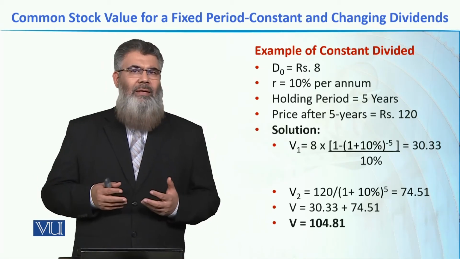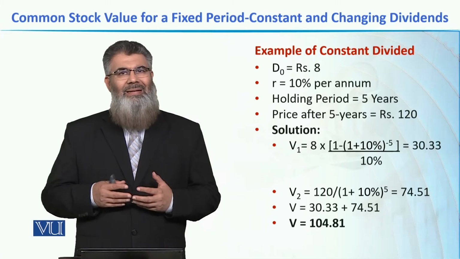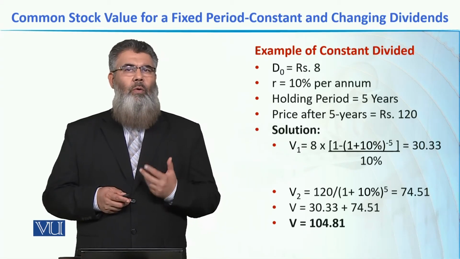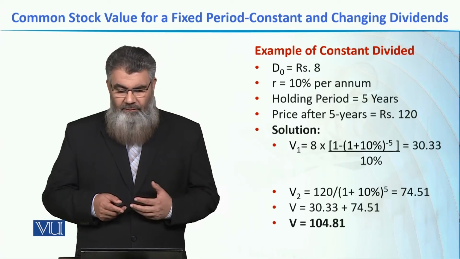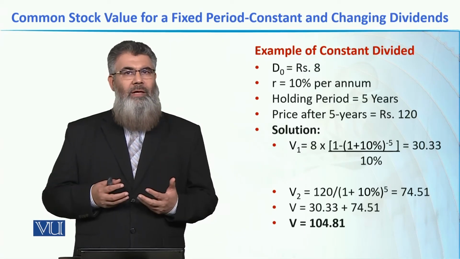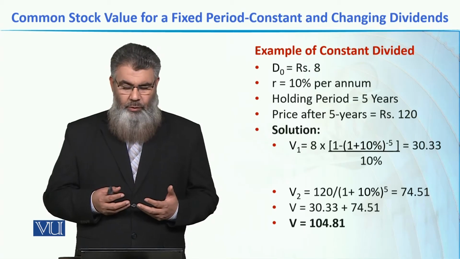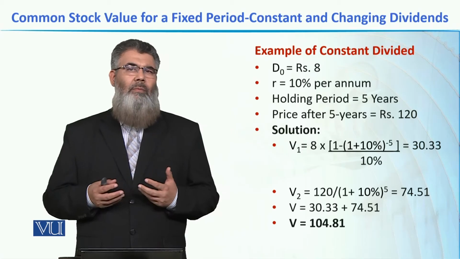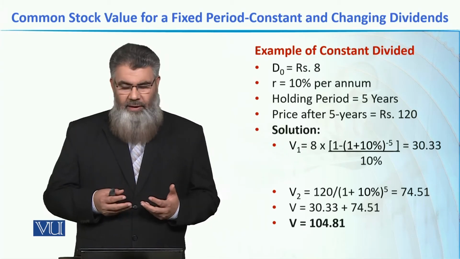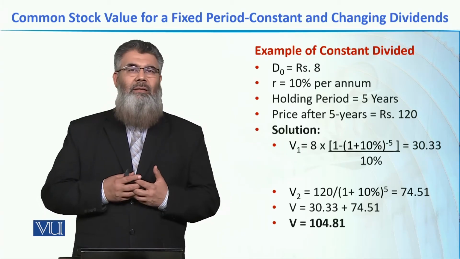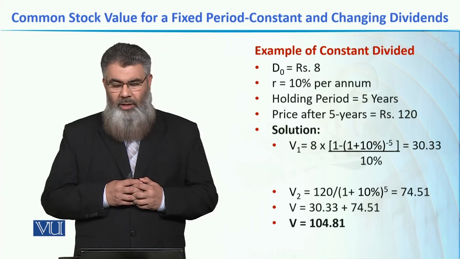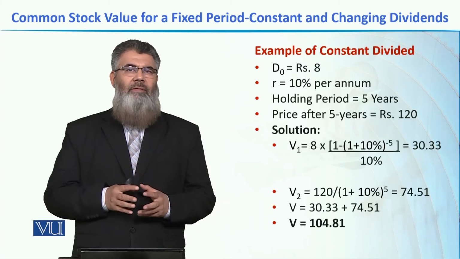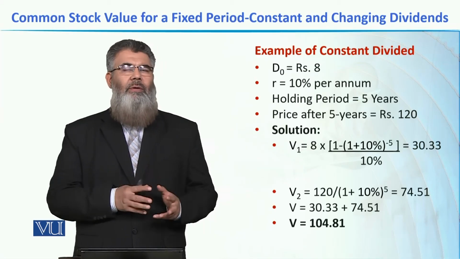So here we'll apply the annuity formula, and we will discount all these dividends in one go by applying the ordinary annuity formula with the amount of installment, that is the dividend, equal to 8, with the discounting rate, that is 10%, and number of years equal to 5. In this case, we get this value as 30.33 rupees.